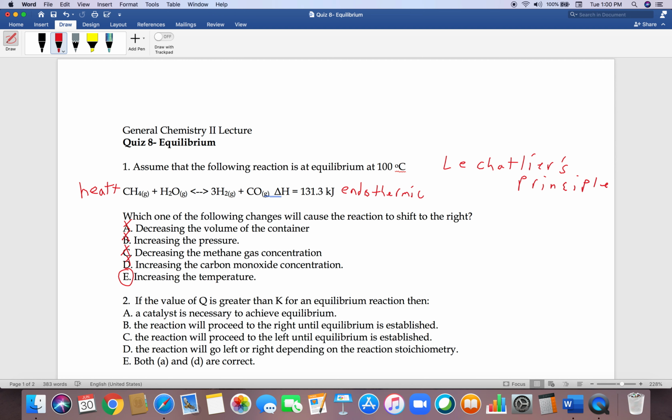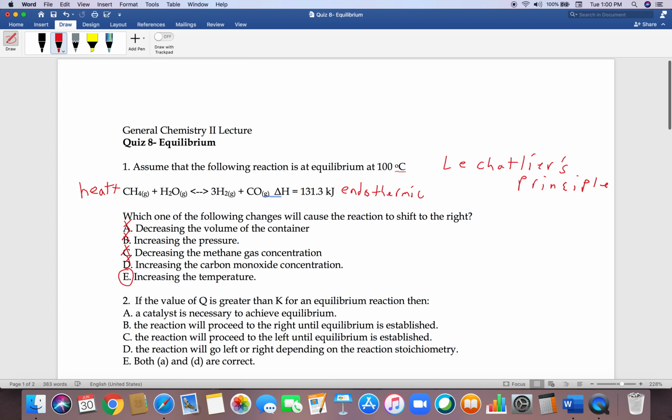Once again, I'll clarify that. Since it's an endothermic reaction, heat is a reactant. If we increase the temperature, we're going to have too much heat on the reactant side, and we're going to want to shift to the product side in order to achieve equilibrium.